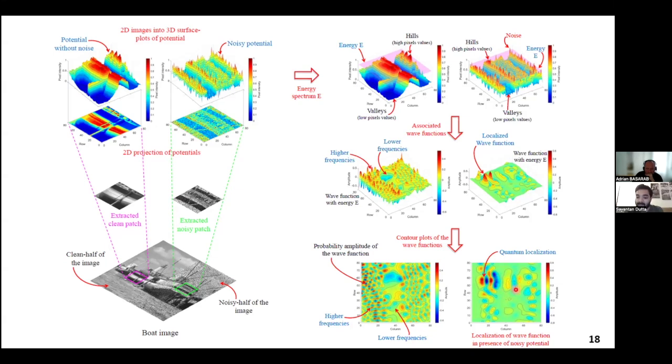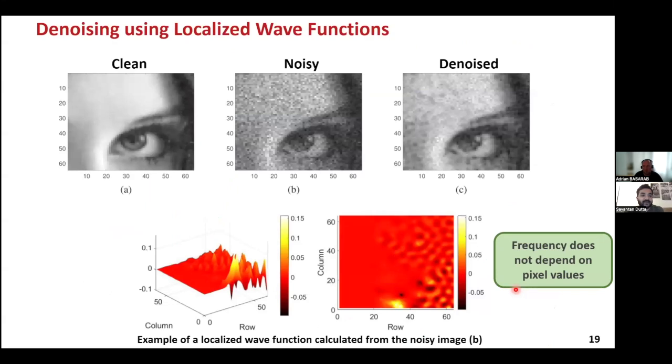So let's see an example with this localized wave function. This is denoising with the localized wave function. This is the clean image. This is the noisy image. Using this noisy image, as I just told, we construct the Hamiltonian and then compute the respective set of eigenvectors. This is one such example of the wave function. As I just told, the wave function is localized into a particular region, so it's not spread over the whole space. So we are losing the frequency dependence on the pixel value. The frequency here does not depend on the pixel value.